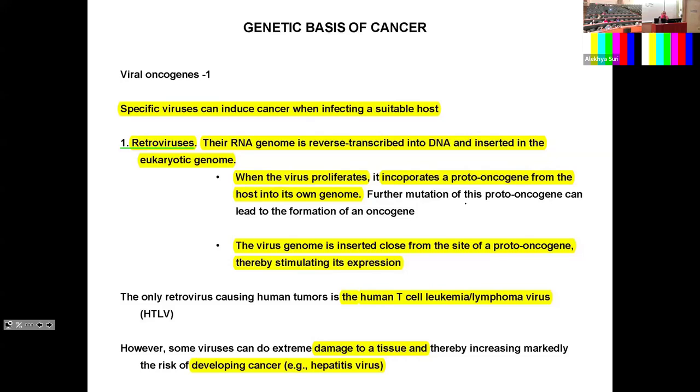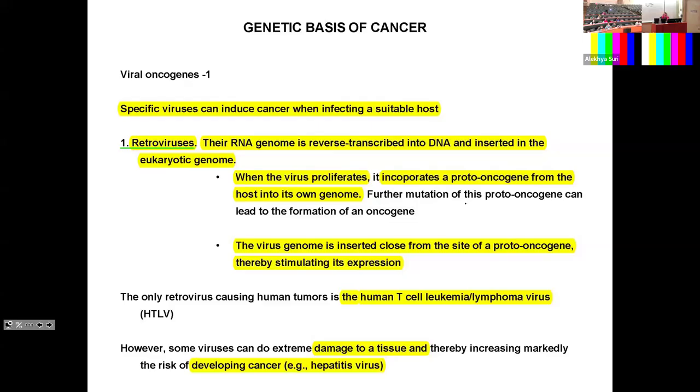Two things are important. One is that they have an RNA genome and need to be reverse transcribed in order to enter the genome. And there are two ways. One is when they incorporate the proto-oncogene from the host, and the other is when the virus enters the genome closer to a proto-oncogene, so this regulates it and it becomes an oncogene.